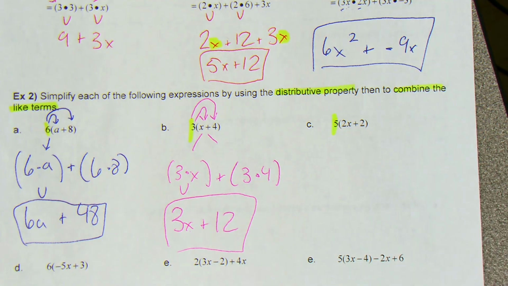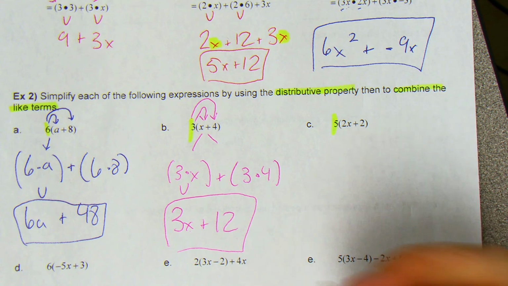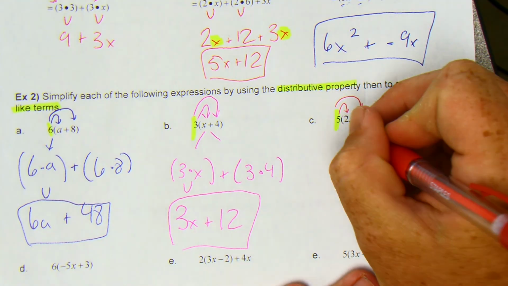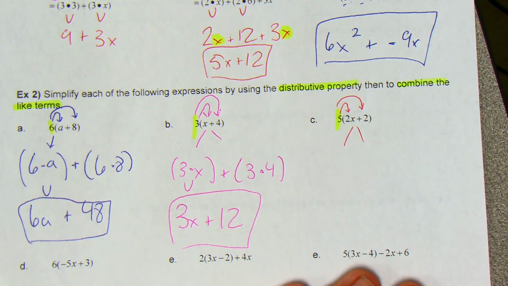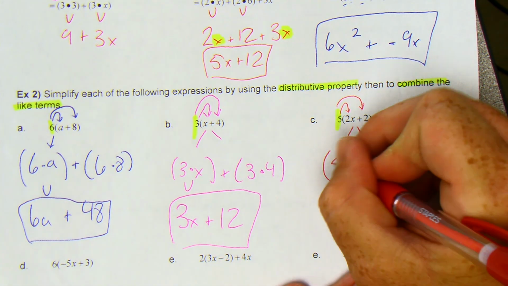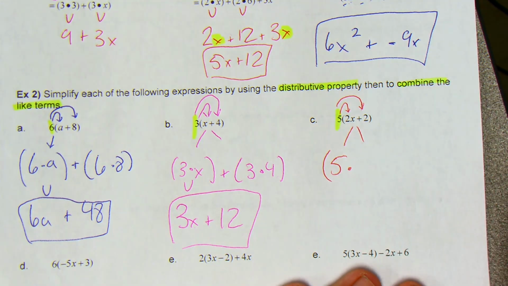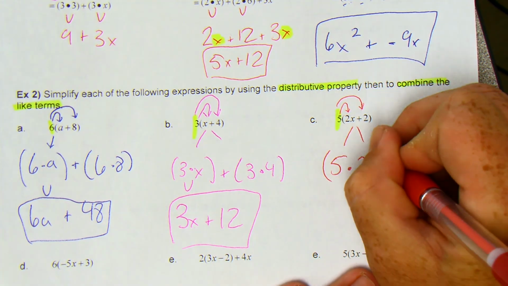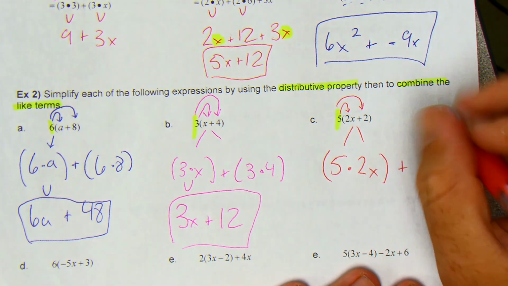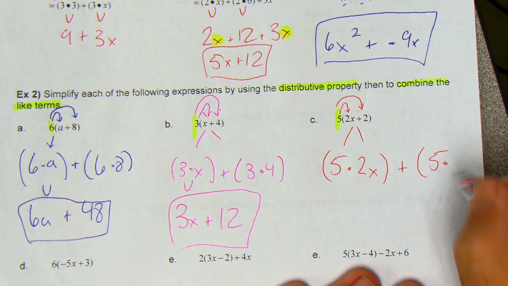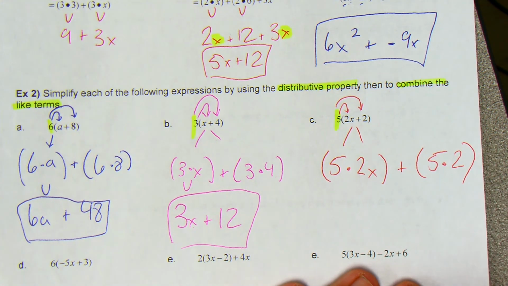Okay, let's do example 2c. So there's a 5 outside our parentheses now. We're going to distribute that 5 into what's inside the parentheses. So I'm going to draw my arrows, and I'm going to split it up into my two multiplication problems. My first one is going to be 5, because that's what's on the outside of the parentheses, times the first number on the inside of the parentheses, which is 2x. So I'm going to do 5 times 2x plus 5 times my second number in the parentheses, which is 2. So I have 5 times 2.